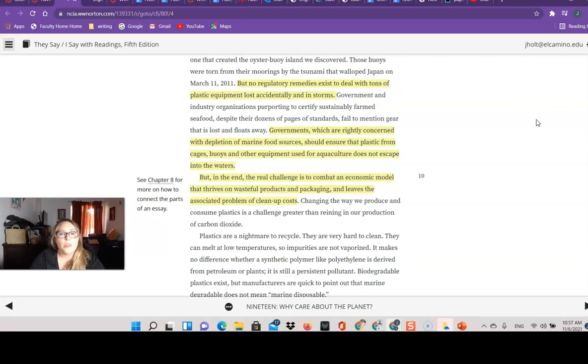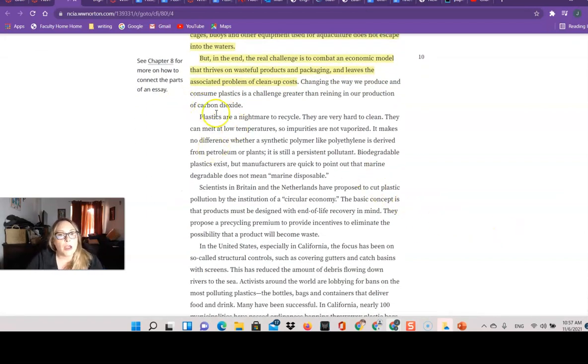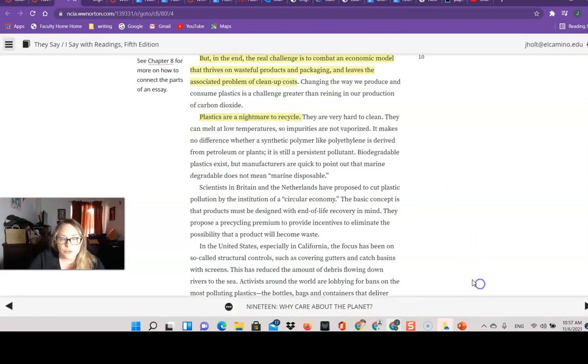So the paper continues, changing the way we produce and consume plastics is a greater challenge than reining in our production of carbon dioxide. So we know that this is a huge problem. Again, now plastics are a nightmare to recycle. So one of the major claims here, one of the major things that they're going to talk about is that recycling does not happen, right?